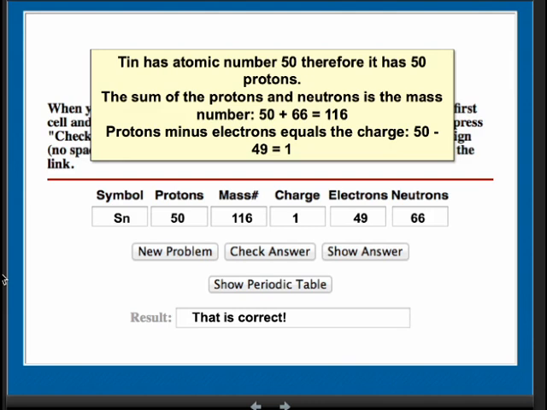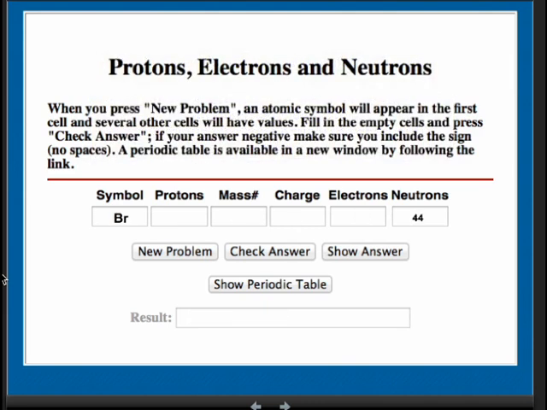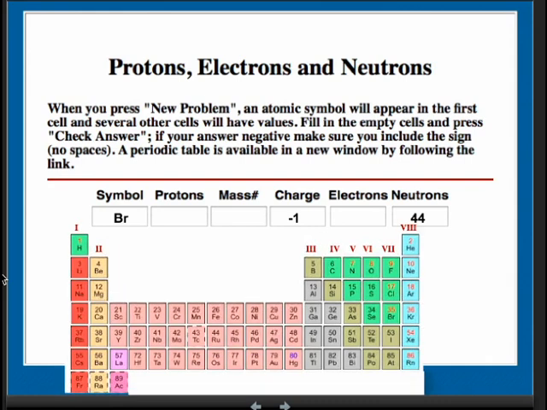Let's do it again. Bromine, -1, 44 neutrons. Look at your periodic table and find bromine. Bromine lives here, and its atomic number is 35. So go ahead and fill in the slots while I paste them.